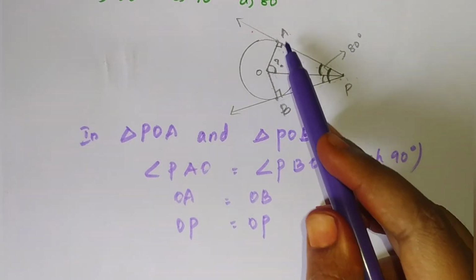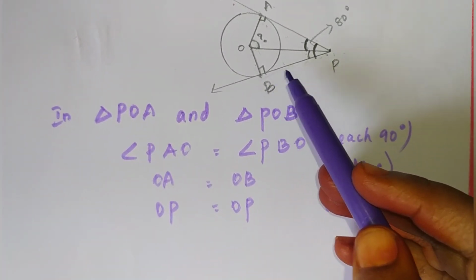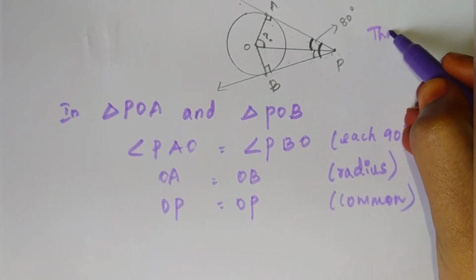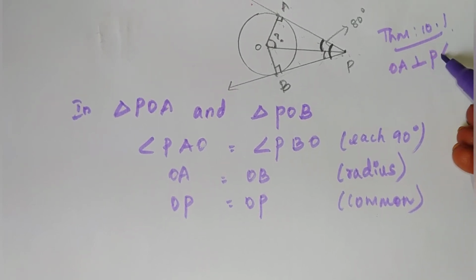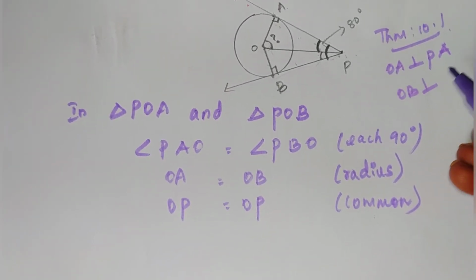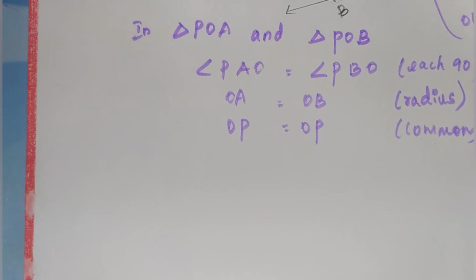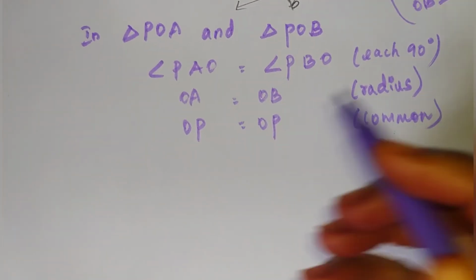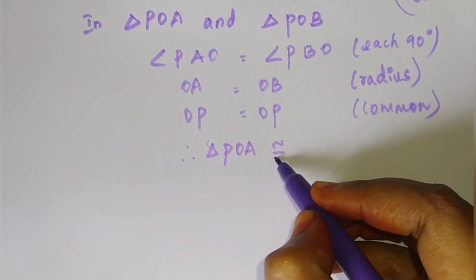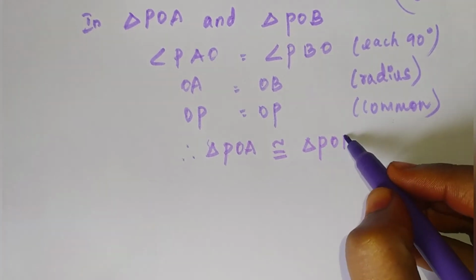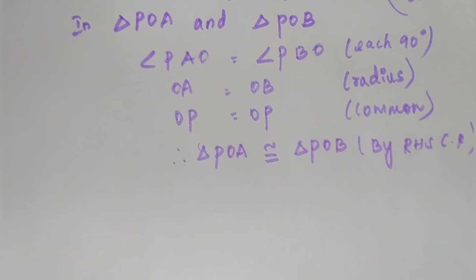Angle A and angle B will be equal because each makes 90 degrees, from theorem 10.1. We can say OA is perpendicular to PA and OB is perpendicular to PB, that we know. So each will be 90 degrees. So we can say the triangle POA is congruent to the triangle POB by the RHS congruence rule. Clear?